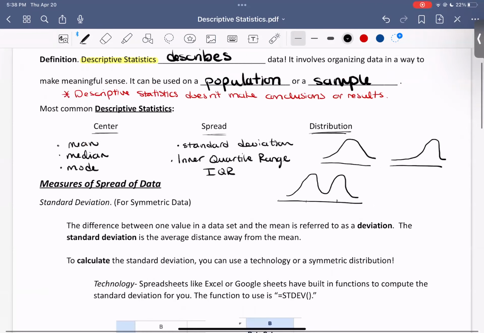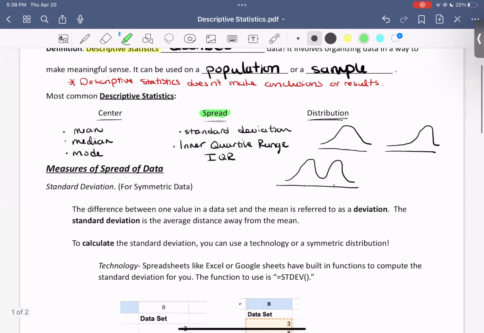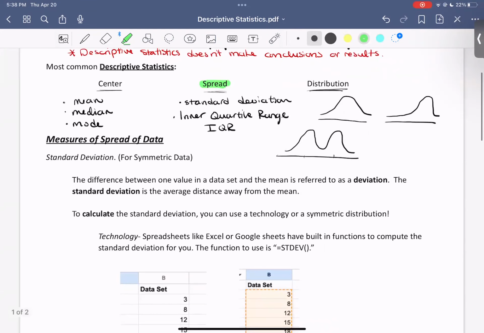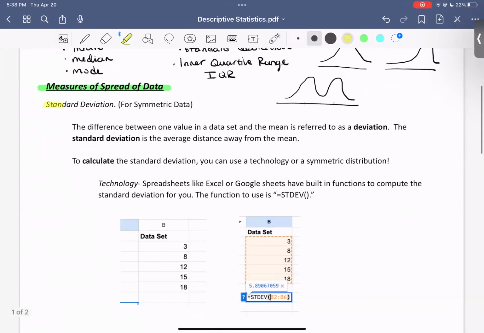All right, so now that we've talked a little bit about descriptive statistics in general, let's look at some measures of spread. So we haven't focused on this yet, so we'll see some measures of spread and how to compute them. So the first measure of spread that we're going to look at is the standard deviation. Now, it's important to note that this measure is used for symmetric data primarily.